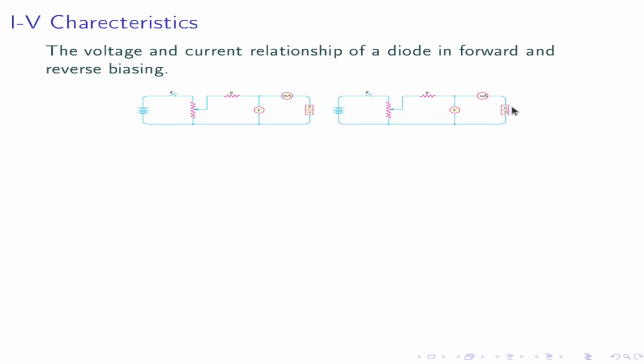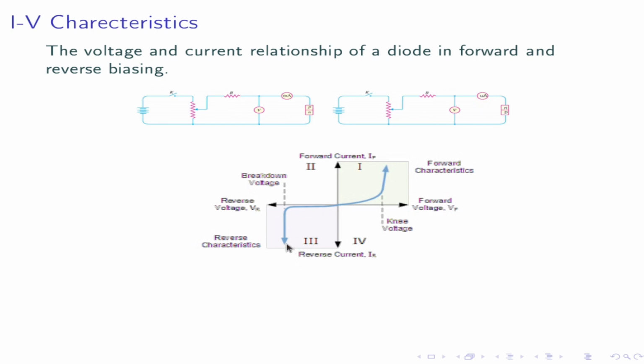Here the diode is reverse biased, so very little current flows, and we use a microammeter. This is the IV characteristics of a junction diode. The first quadrant is the forward characteristics and the third quadrant is the reverse characteristics. This is the knee voltage and this is the breakdown voltage.